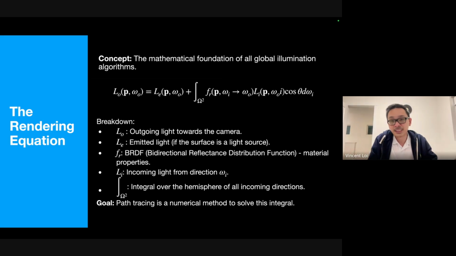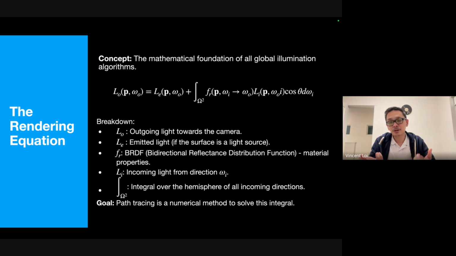So let's go back to the basics. All the magic that you saw previously, those nice images, are actually governed by the rendering equation. This is the mathematical foundation of all rendering, or what we call global illumination algorithms. If you look at this, it looks very simple. Lo means the outgoing light is equal to the emitted light, if the surface is emissive, plus the light on top of that.